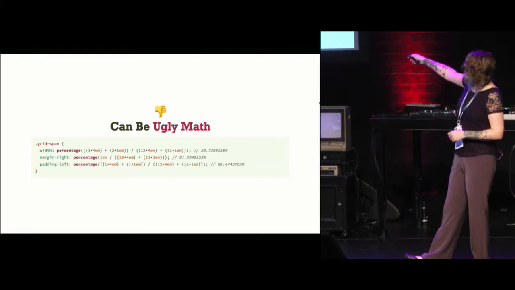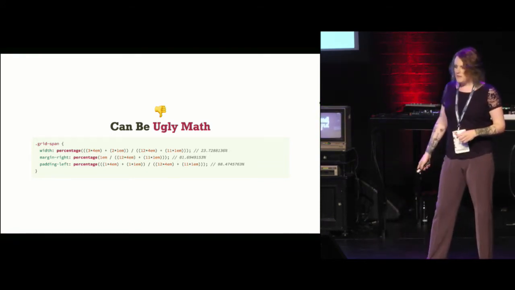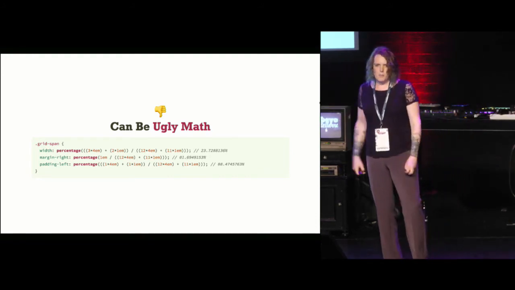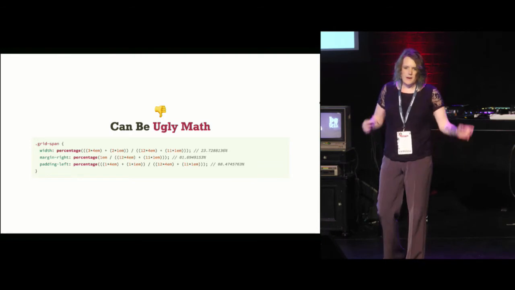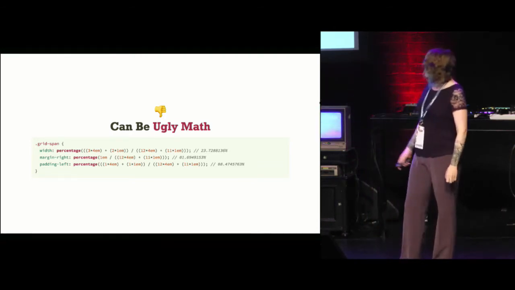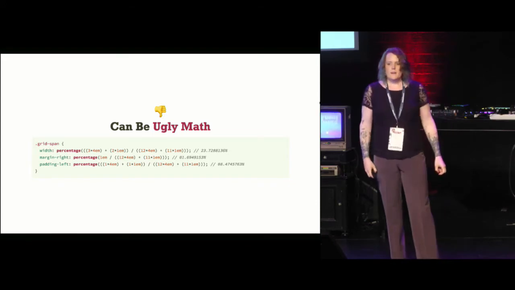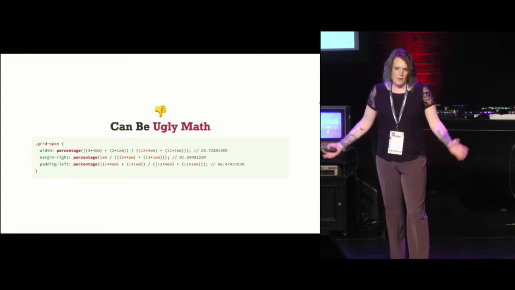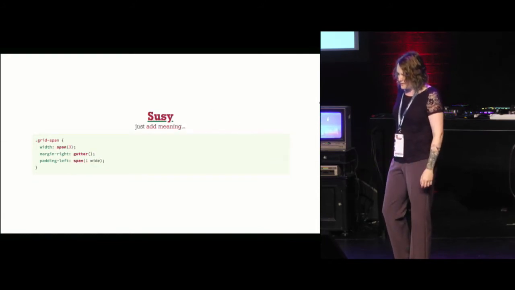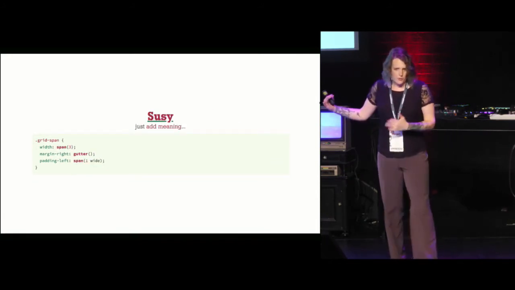And doing it before Sass, I was just cutting and pasting these absurd numbers in that nobody knew what they meant, and I'd have to leave a comment on each one and be like, well, this number 23.7288 is what it means to do 1 out of 4 columns. And that's absurd. So that's when I built Susy.